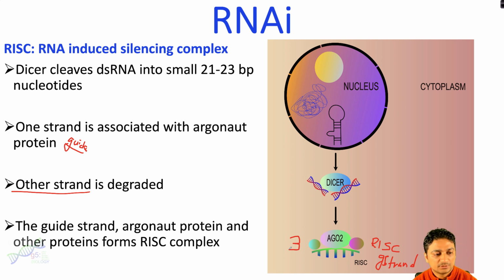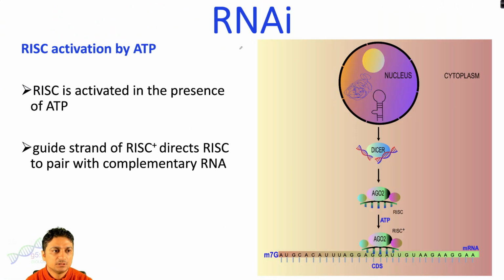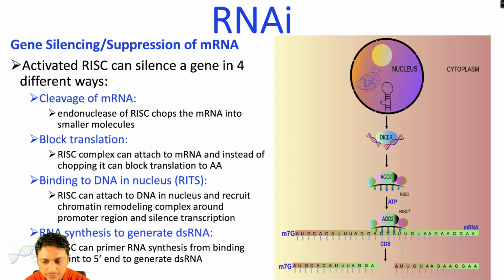Now let's talk about step number 4. In the fourth step, the activation of the RISC occurs by the presence of an ATP molecule. So the ATP molecule will activate the RISC complex, and it will be able to cleave RNA molecules. So the guide strand will identify the complementary bases in the messenger RNA, and it will pair with the messenger RNA. And after pairing with the messenger RNA, what will it do? Now it is going to cleave this mRNA into smaller fragments, and hence protein synthesis doesn't occur and RNA silencing or RNA interference happens. These are 4 different steps of RNAi for gene silencing or the suppression of RNA.